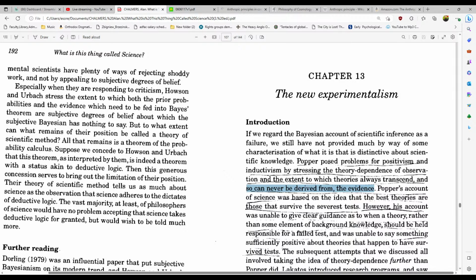You have this falsificationism, and so the better science is that which survives those severe tests. What's the problem? It doesn't give me any clear guidance when something does go wrong, whether it was the theory that was wrong, or rather some element of the background knowledge, or the experiment that should be held responsible for the failed test. And so what that shows us is, sorry, Popper, you're not able to say anything sufficiently positive about theories that happen to have survived tests.